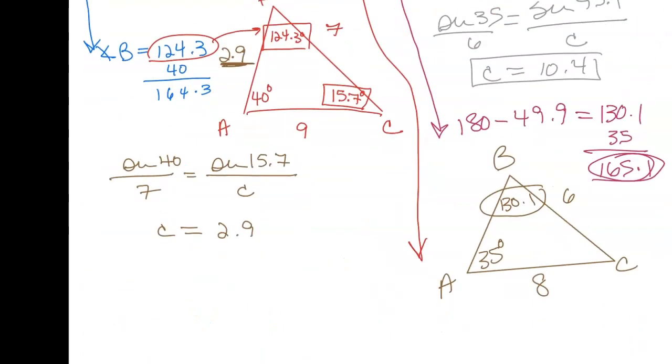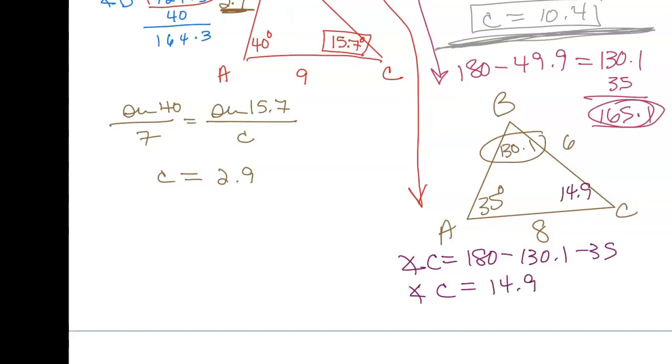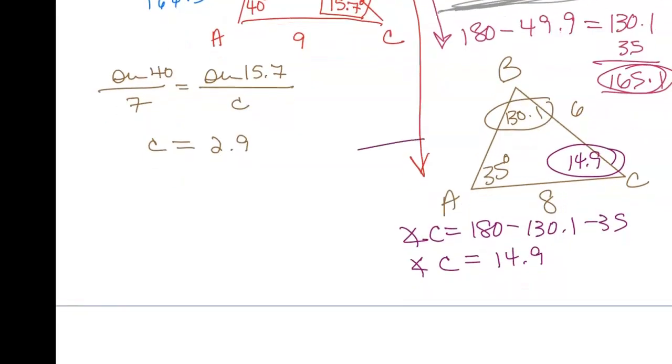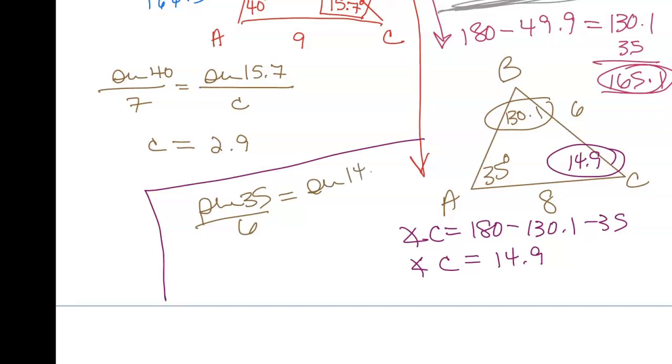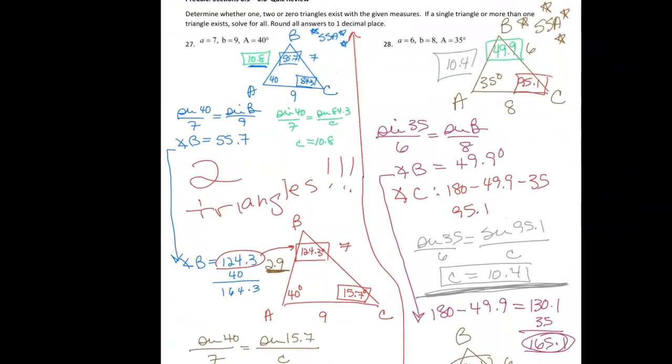But remember, I have two triangles, so here comes the next one. Get your missing angle C by doing subtraction. So angle C is going to be 180 minus 130.1 minus 35. And I get angle C to be a pretty small angle, which is 14.9 degrees, but still big enough to build the triangle. Okay, now go ahead. I'm going to do this over here and get missing side C by saying sine of 35 over 6 equals sine of 14.9 over C, and I get a much smaller side for C of 2.7. Done. I have built successfully two triangles given the information I started out with.